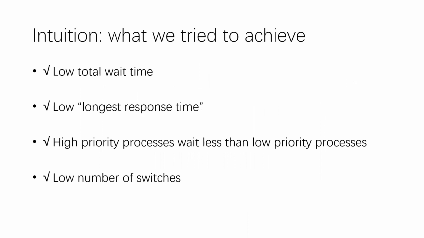Firstly, a low total waiting time and low longest response time, because we do not want the scheduler to wait for a long time. Also, we aim to achieve the high priority processes to wait less than the low priority processes. Therefore, important processes can be executed first. Lastly, we want a lower number of switches since it will create overheads to our scheduler.